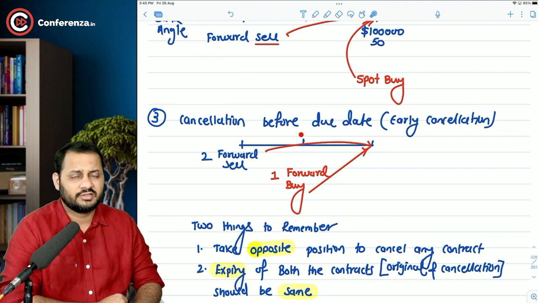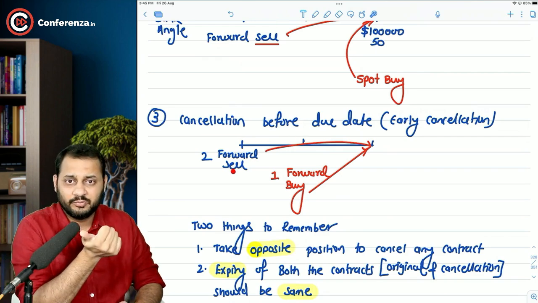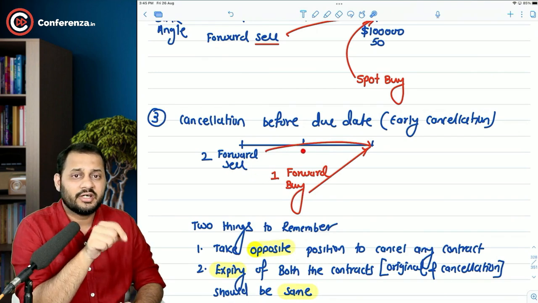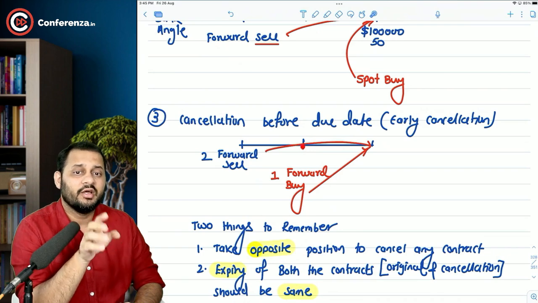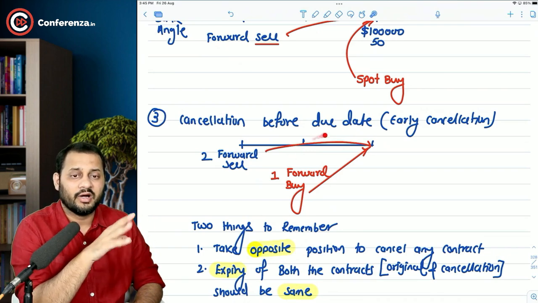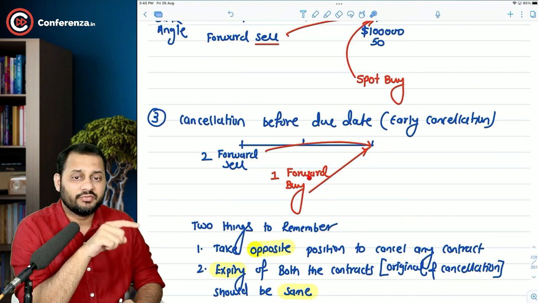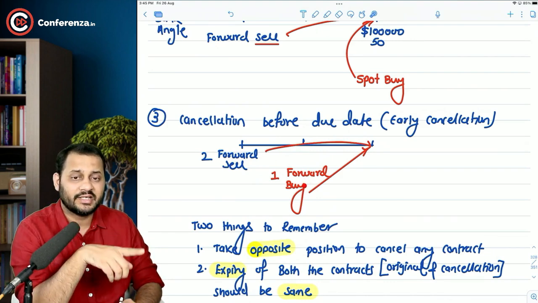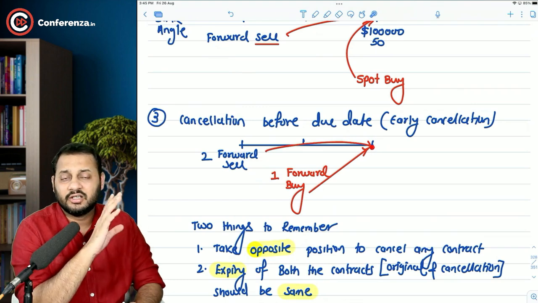Sir, the very first thing is, if we have a sell position, take a buy position. Second, this buy contract should mature 1 month from now. Why? Because we want to keep the maturity of both the contracts, the original one and the cancellation one, at the same time. The maturity should be the same.